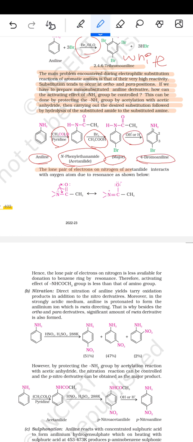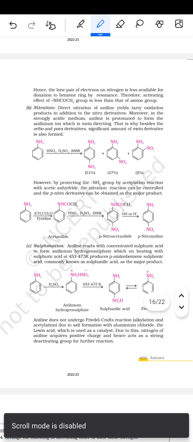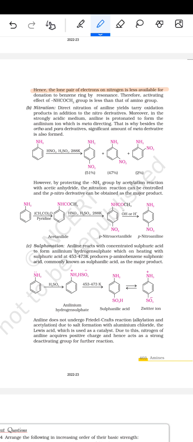The lone pair of electrons on the nitrogen of acetanilide interacts with the oxygen atom due to the resonance as shown below. Hence the lone pair of electrons on the nitrogen is less available for donation to the benzene ring by resonance. Therefore, the activating effect of the NHCOCH3 group is less than that of the amino group.